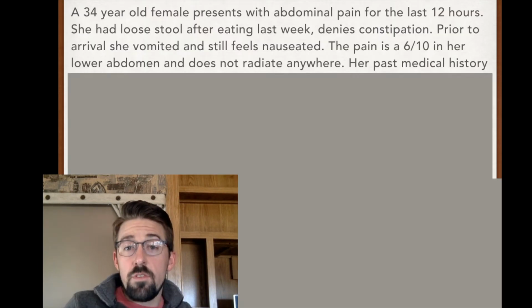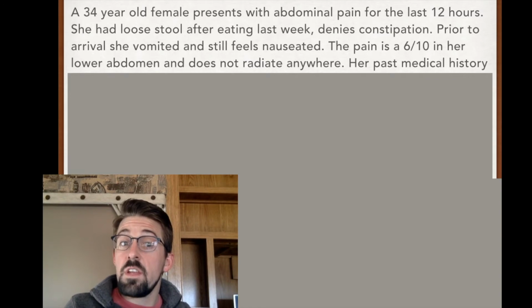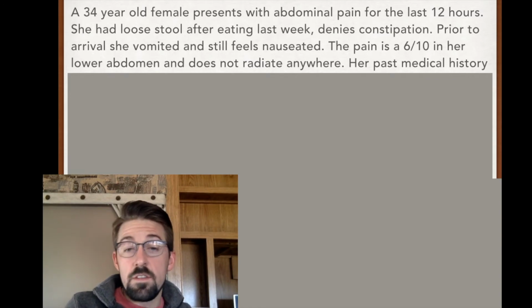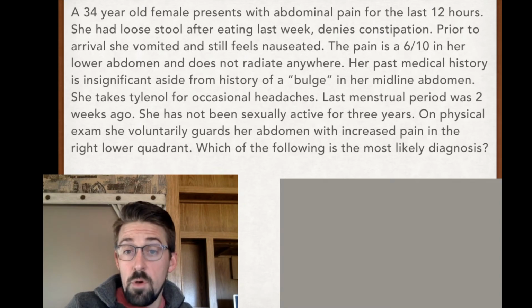She had loose stool after eating last week, no constipation. She vomited. She's nauseated. Pain is a 6 out of 10 in her lower abdomen. Does not radiate. Past medical history insignificant, though she does have a bulge in her midline abdomen. She takes Tylenol for occasional headaches. LMP was 2 weeks ago. Not sexually active for 3 years.